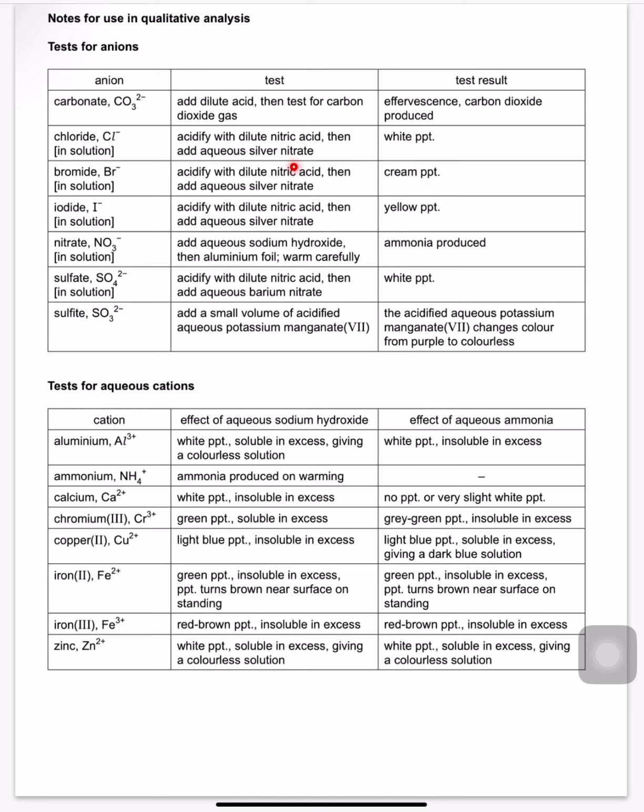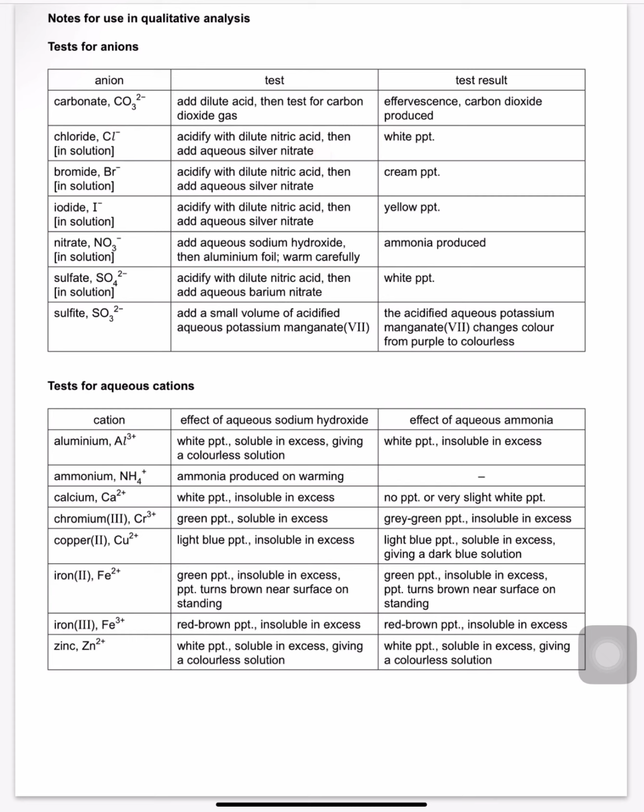There are further detailed tests for the identification of these three halide ions, but those tests we are going to teach you at AS level. At this stage, we are just telling you that these are the three ions, they will be treated with the same substances, and they are going to show you three different types of precipitates.